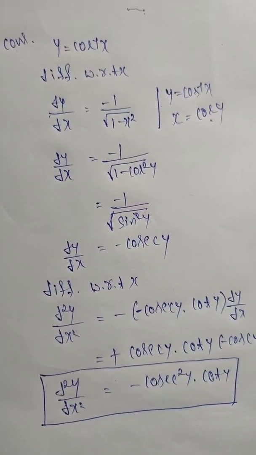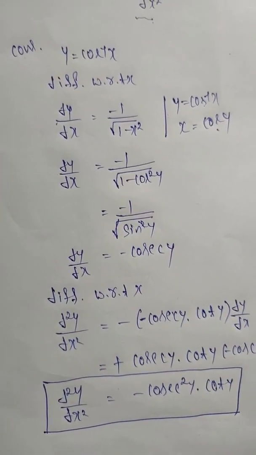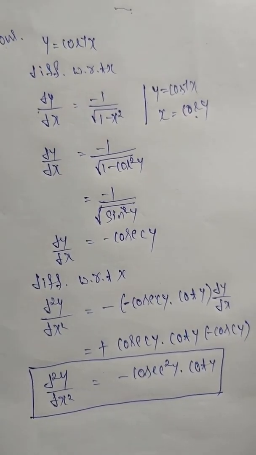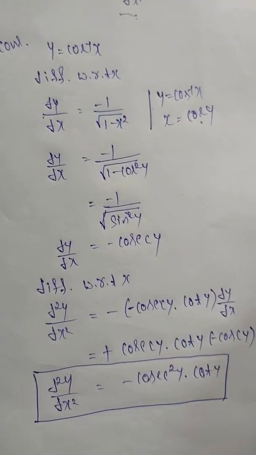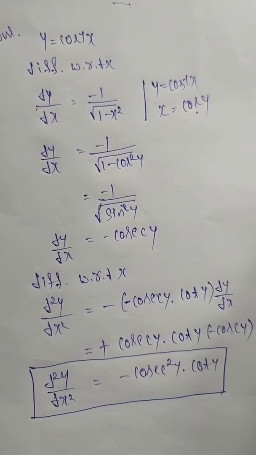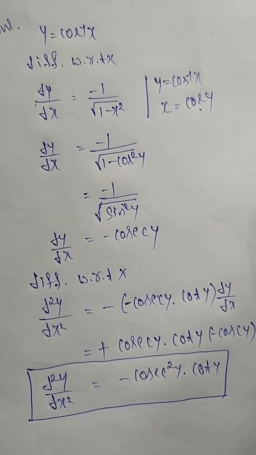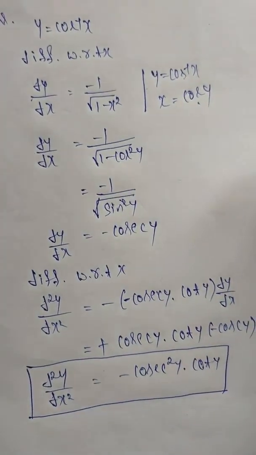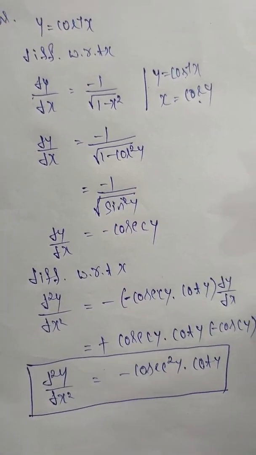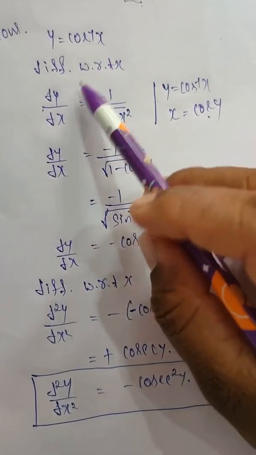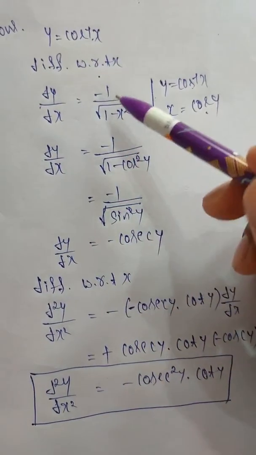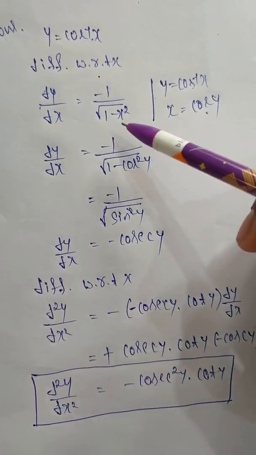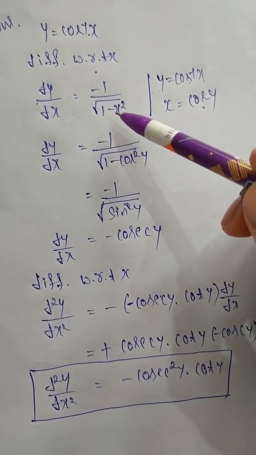So what they asked is: find d square y by dx square in terms of y alone. What is the meaning of that? At the end of the result, it must be in the form of y. Once again, I am repeating what we did here. The differentiation is not changing. It is a very simple problem. If they ask for 5 marks, you can write it in a very easy way. Just listen here: differentiate with respect to x. The differentiation of cos inverse x is minus 1 by root of 1 minus x square. So before differentiating the second time, I am rewriting the equation in the form of y.